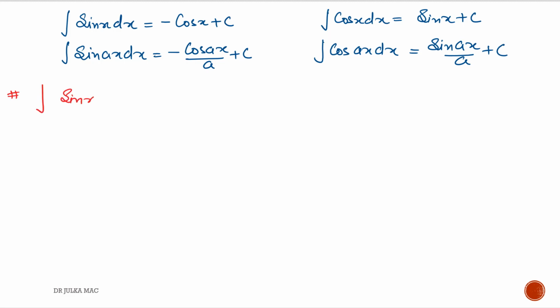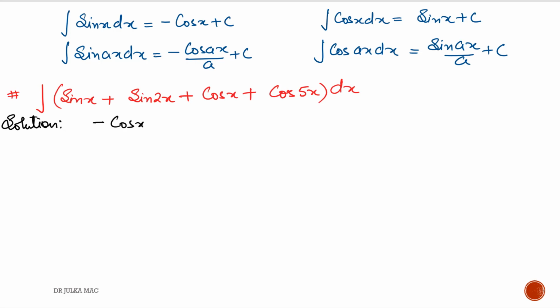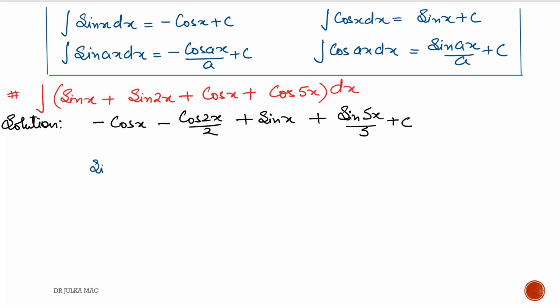First example, integration of sine x plus sine 2x plus cos x plus cos 5x with respect to x. Integration of sine x is minus cos x. Integration of sine 2x is minus cos 2x upon 2. Integration of cos x is sine x, and the integration of cos 5x is sine 5x upon 5 plus c.